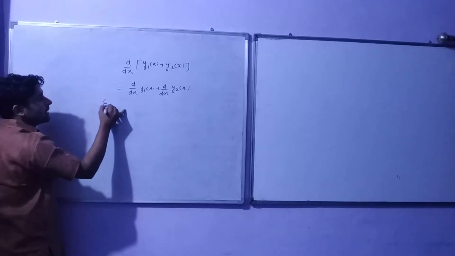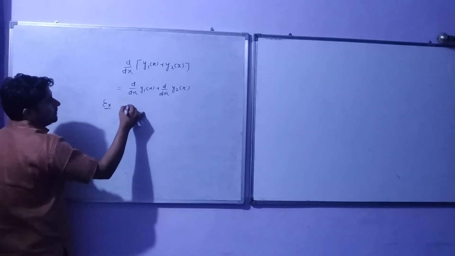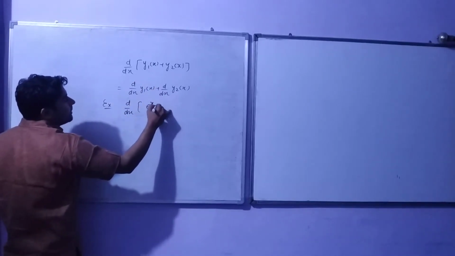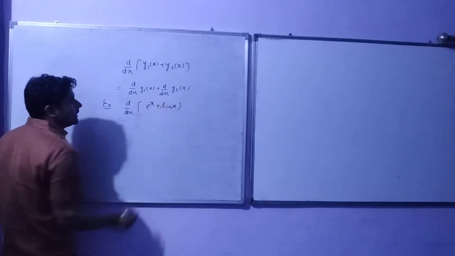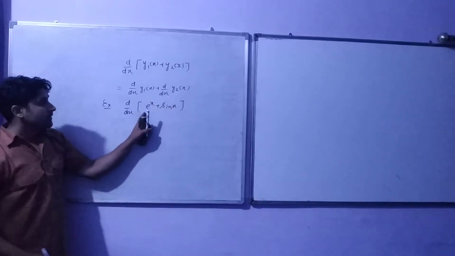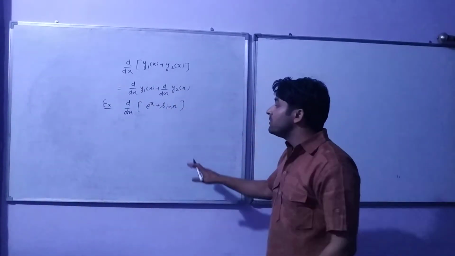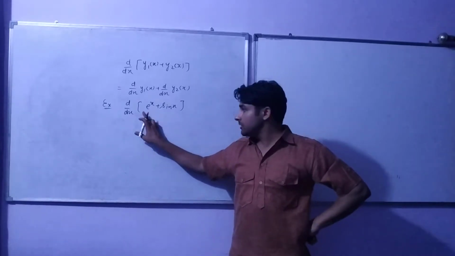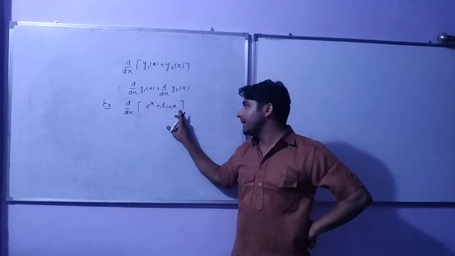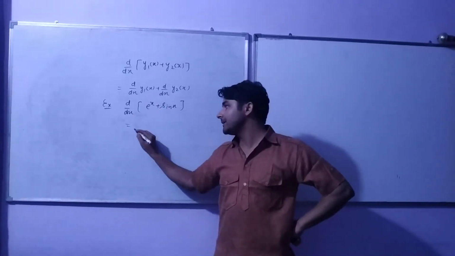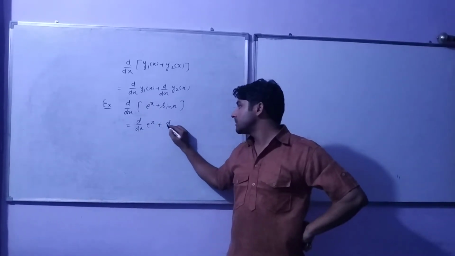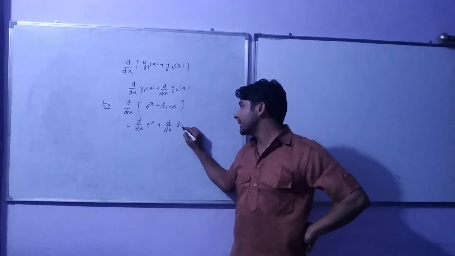Now I am giving an example of this. Just suppose that we are to differentiate a quantity like e to the power x plus sin x. Here this function is the sum of two different functions of x. Then how will we differentiate this? We will have the differentiation of e to the power x with respect to x, and then the differentiation of sin x with respect to x. It will be written like this: dy/dx of e to the power x plus dy/dx of sin x.